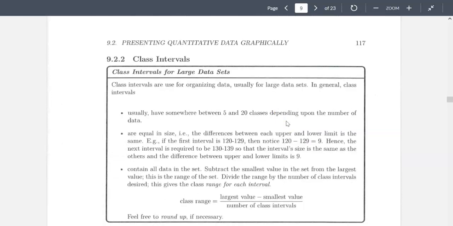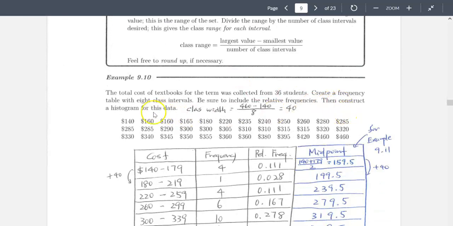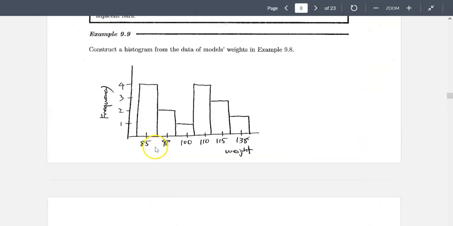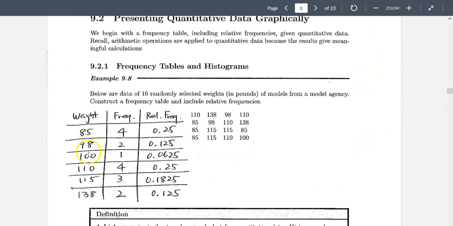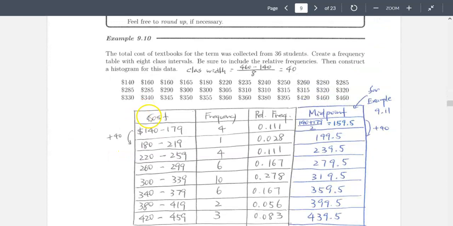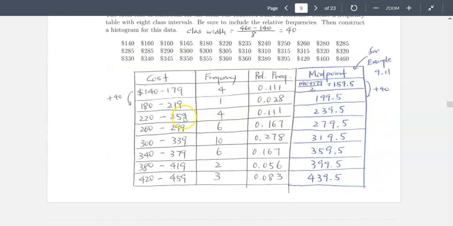Now, what's more interesting is what if you have a large data set? Look at this data set here. That's a lot more than the previous one. If you take one number at a time, you're going to have a really long table. So instead of one number per entry, you want to use an interval, like from this number to that number. We call it a class interval. So how do I find out this interval?